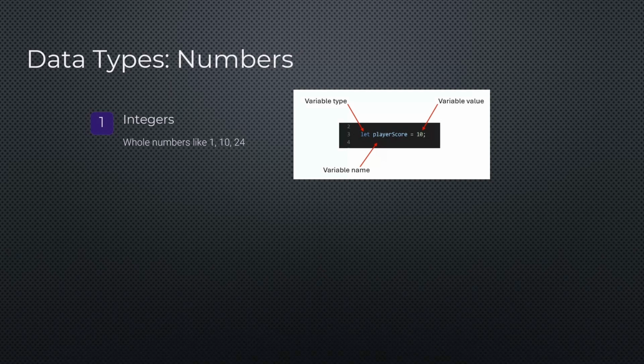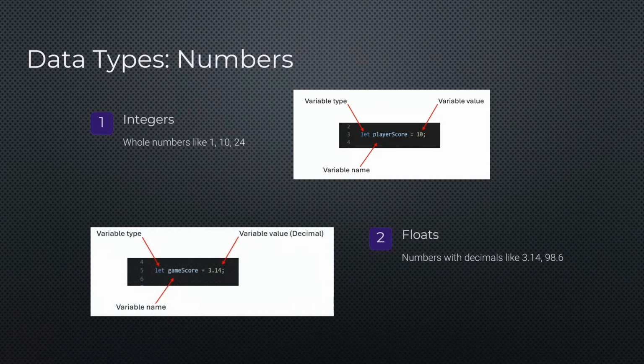Let's break them down. Integers, whole numbers, like 1, 10, or 24. Here's an example of how an integer might look like in code. It starts with the variable type, followed by the variable name and the value. Or floats, numbers with decimals, like 3.14 or 98.6. This is similar to the previous example. However, the only difference is the variable value that changed. Strings, any text, like hello wizards.